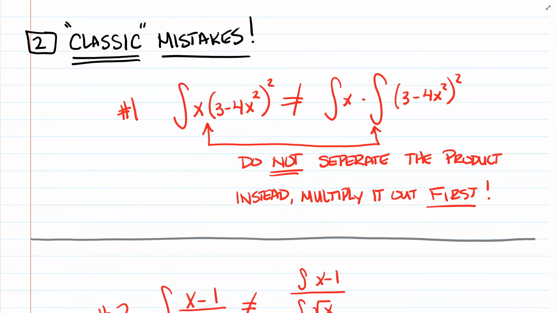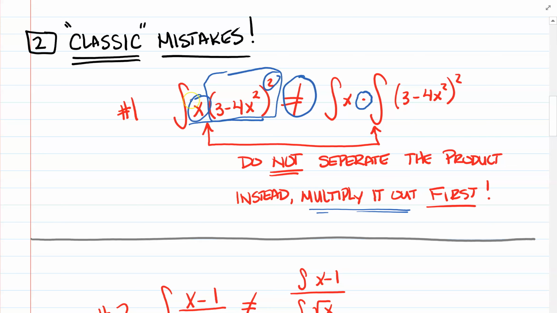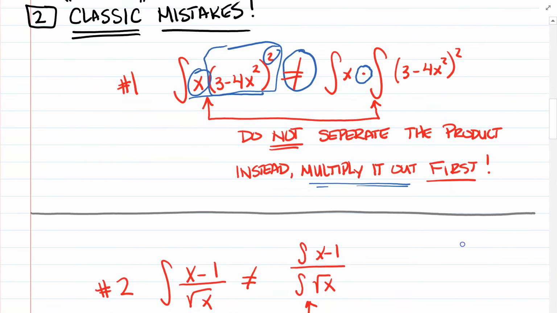Okay, box number 2. Let's talk about 2 classic mistakes that calculus students make in this section. Let's say they have the integral of x times (3 minus 4x squared) all squared. You are not allowed to break up this into 2 separate integrals that are still being multiplied together. Do not separate the product. Instead, you want to multiply this out first. So take this binomial, square it, and then multiply everything by x. Do not do that classic mistake.